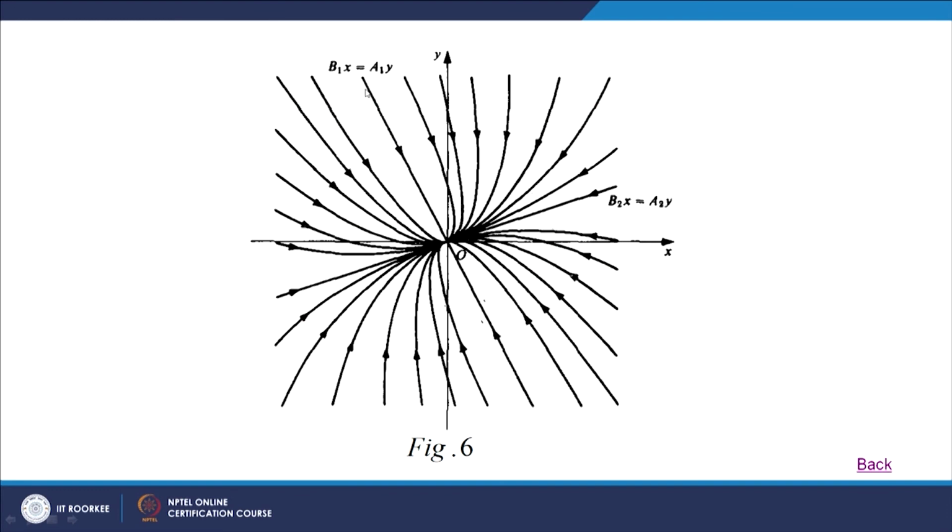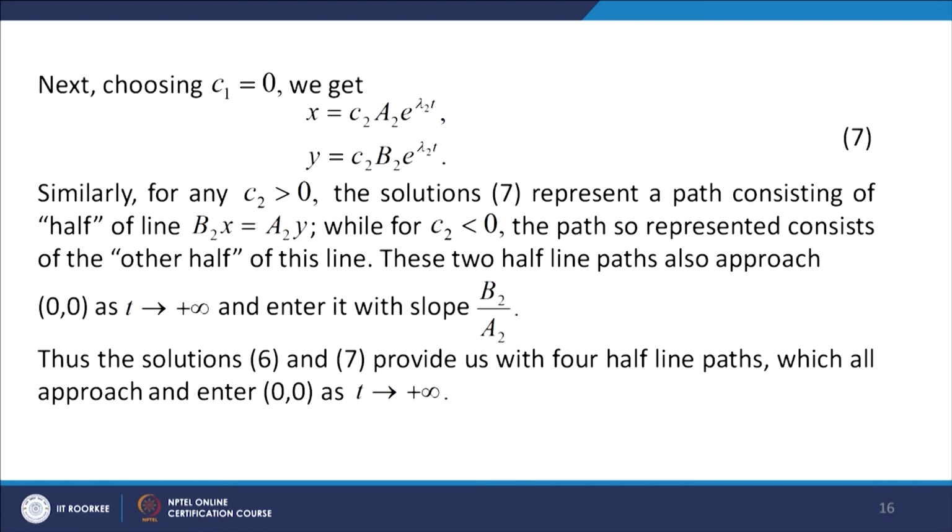this is one half line path, this is another half line path, this is the third half line path, this is the fourth half line path. They all approach (0,0), and these two half line paths approach (0,0) with slope b2 by a2, while these two half line paths approach (0,0) with slope b1 by a1. Thus, we have 4 half line paths which all approach and enter (0,0) as t goes to infinity.